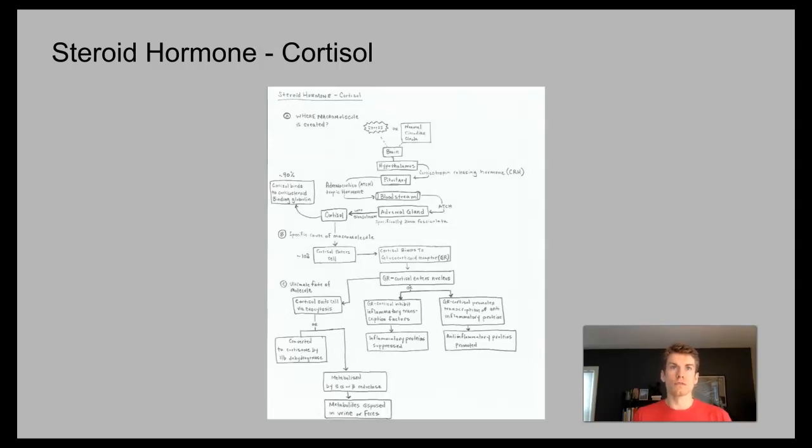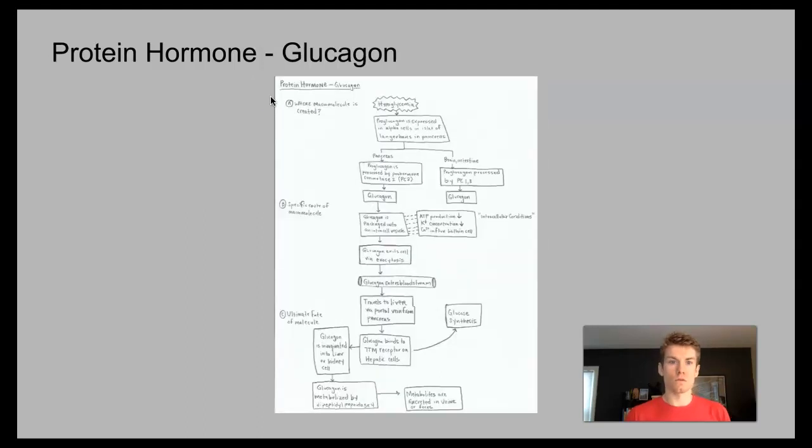So we can now move to my protein hormone, which is glucagon. So glucagon is a 29 amino acid peptide hormone secreted predominantly from alpha cells contained in a specific region of the pancreas called the islets of Langerhans. Glucagon's primary function is related to glucose homeostasis within the body.